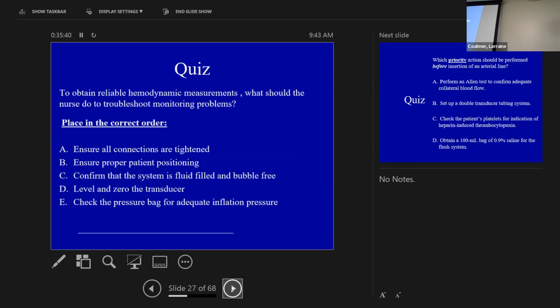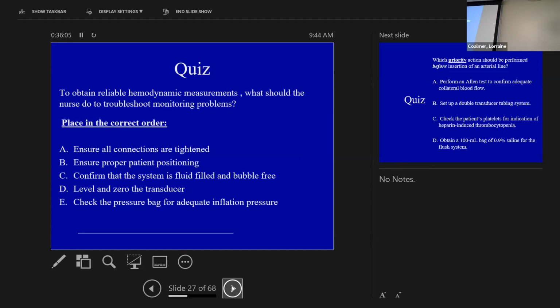So the proper patient position might even be before the level and zero. And that's where I was like, oh, I could do one or the other. But if you're going in the room and they're sitting at a 90-degree angle, you're not going to level and zero. Put them in a 60-degree and then level and zero. So ensure the proper patient position, then level and zero. Again, I'm not going to ask you this one. I'm just trying to get you to think of test questions that you might see.